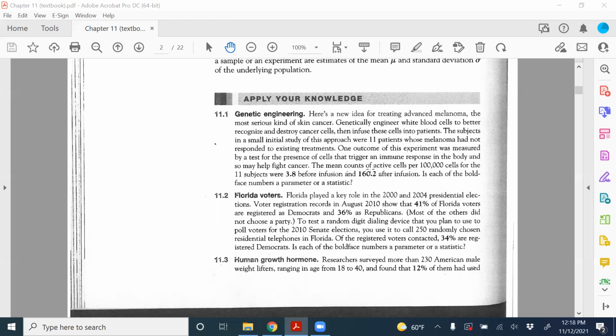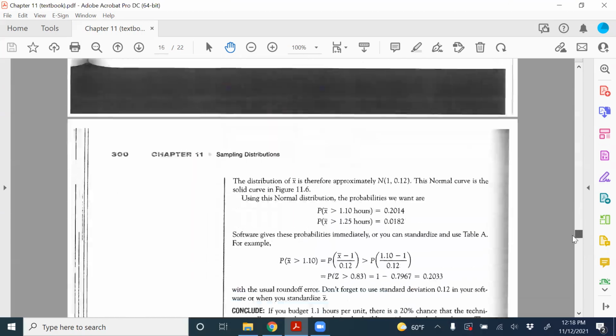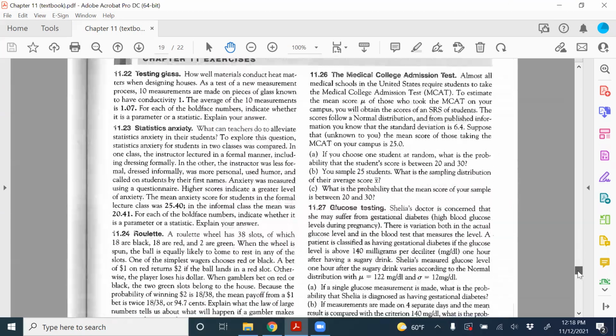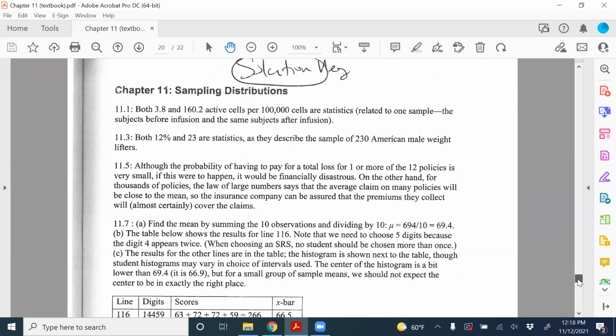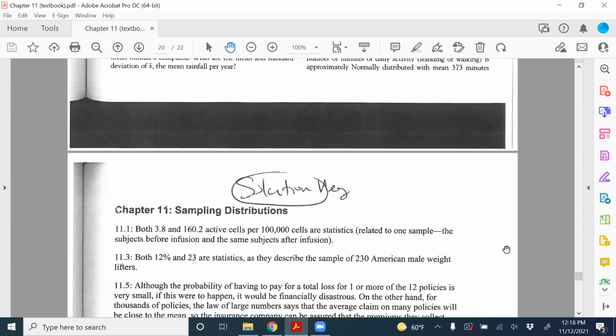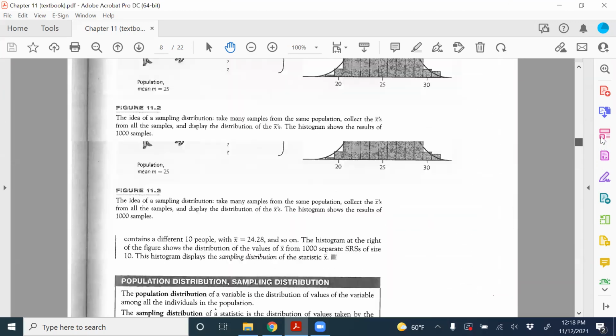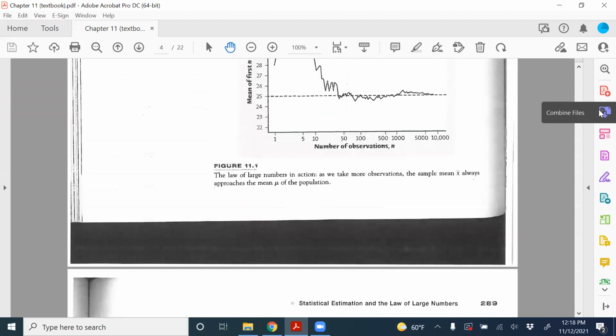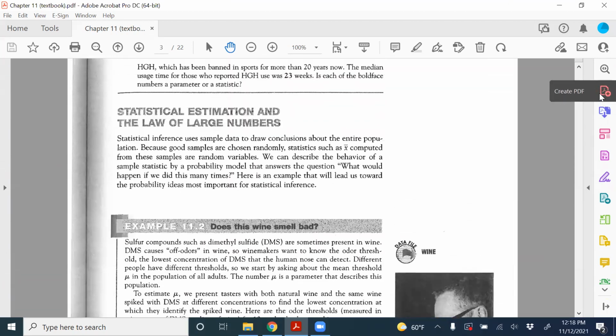So this is, again, from a sample. So if each of the bold-faced numbers, that's going to be a statistic, right? And again, 11.1, the answer key is at the end, just like chapter 9.1. And you can see they are statistics because they relate to a sample, right? So that's 11.1. Again, you're only doing odds.